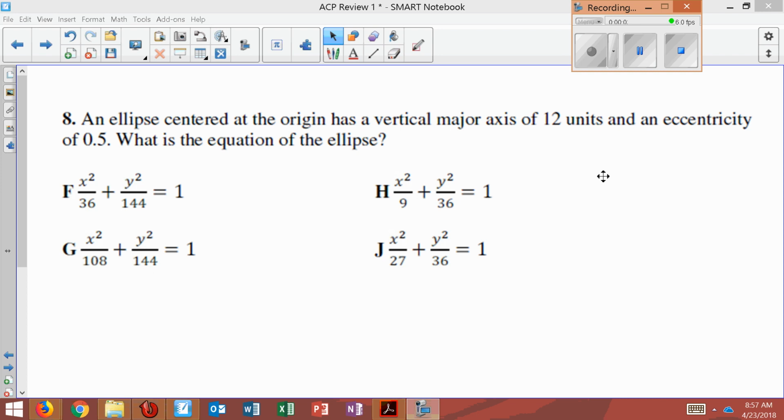Number 8, an ellipse centered at the origin has a vertical major axis of 12 units and an eccentricity of 0.5. What is the equation of the ellipse? Well, here in a second I'll show you how to do this purely with the calculator.